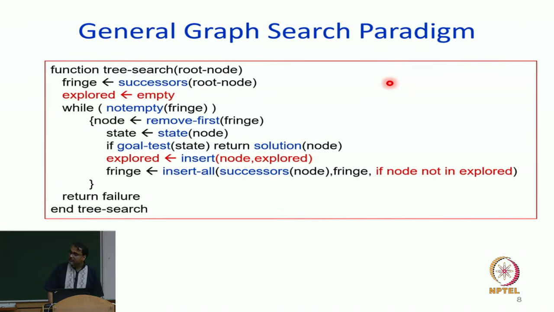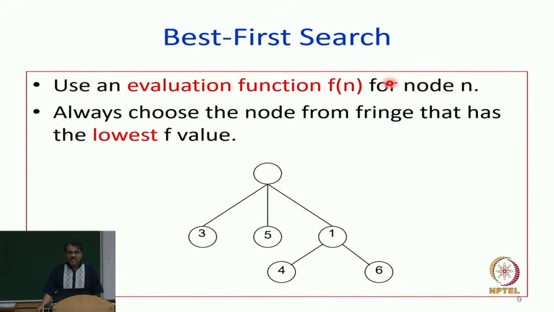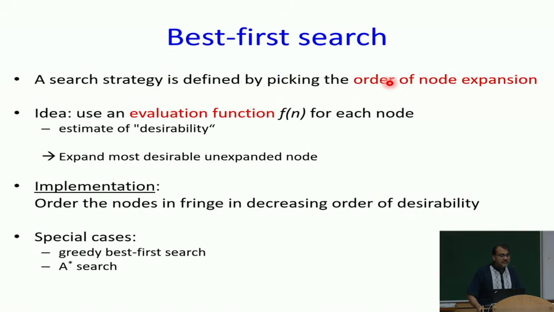Okay? So, that leads us to our generic best first search algorithm. Best first search algorithm uses an evaluation function f of n and always chooses the node from the fringe that has the lowest f value. So, let us think about what this means. A search strategy is defined by the order of node expansion: depth first, breadth first, cost so far first, and that has been generalized to lowest f first. It is just a generalization.